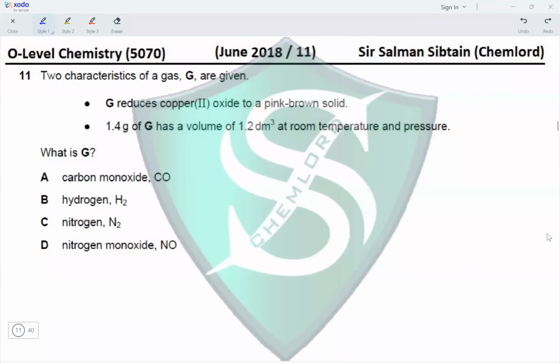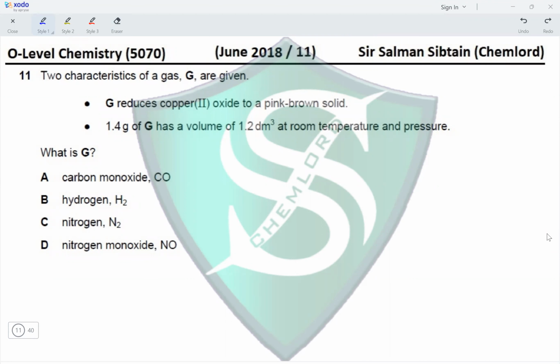Hi guys, this is O level chemistry paper 11, June 2018, question 11. Two characteristics of a gas G are given. G reduces copper oxide to a pink-brown solid. So if it is reducing copper oxide, it makes it a reducing agent. That means it is a reactive gas.